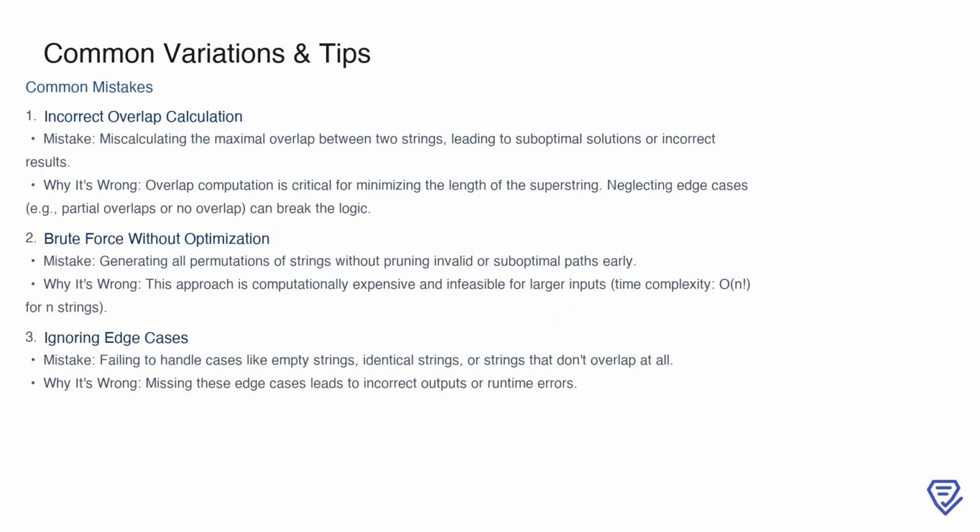When tackling this problem, there are some common mistakes that can trip up even experienced coders. First, incorrect overlap calculation is a frequent issue. Remember, the goal is to compute the maximal overlap between two strings, as this is key to minimizing the length of the resulting superstring. Overlooking partial overlaps or missing cases where there's no overlap can completely derail the logic.